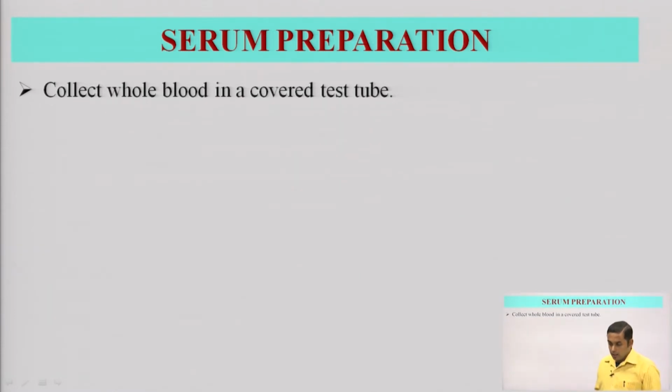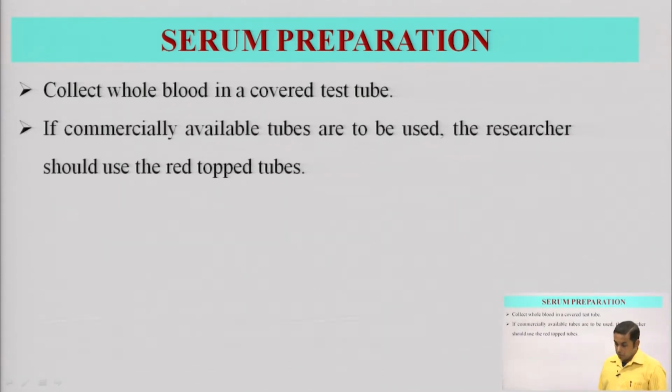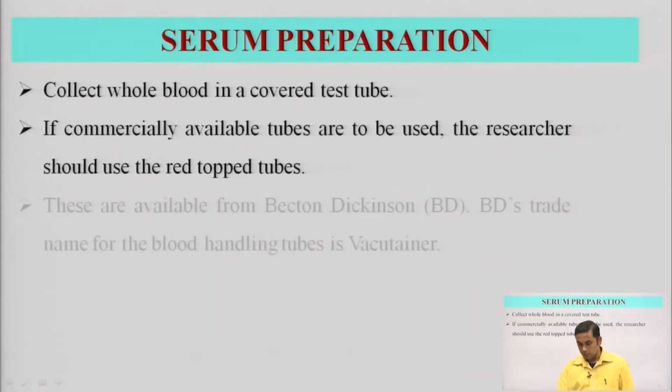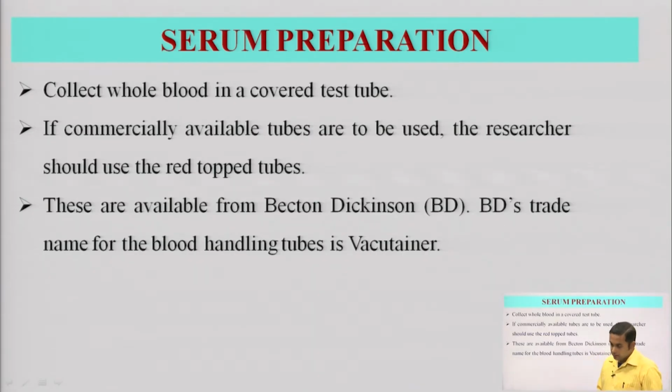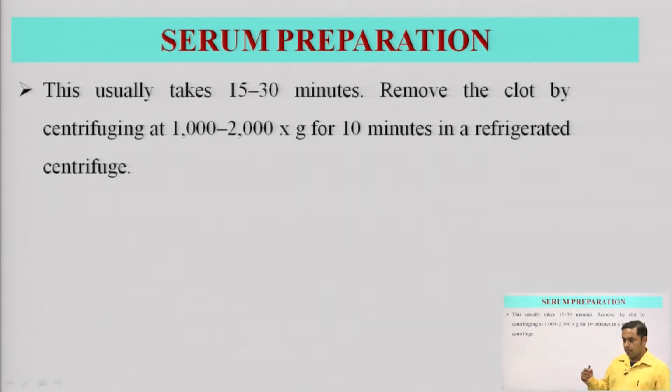Now, how will you prepare the serum? You have to collect blood in your test tube. If commercially available tubes are used, then researchers should use the red top tube that I was showing you, available from various companies like Vitrex, who provide them. So, you can use their tube. After collection, allow the whole blood to clot by leaving it undisturbed at room temperature. When clotting has happened, obviously, after that you will do some centrifugation.